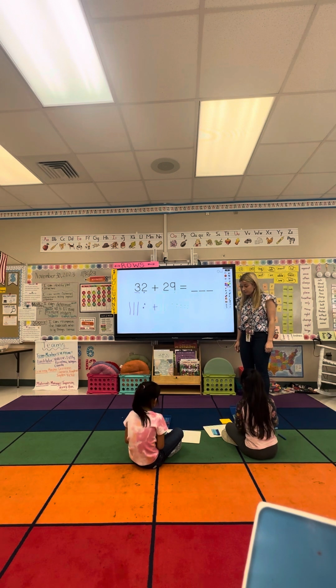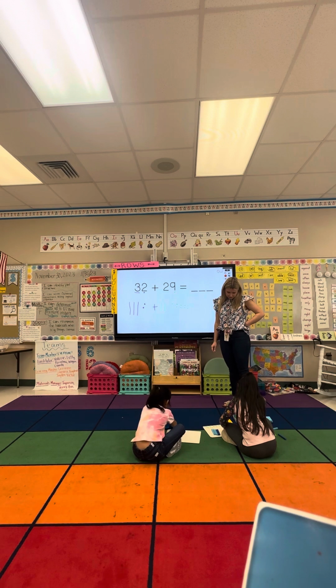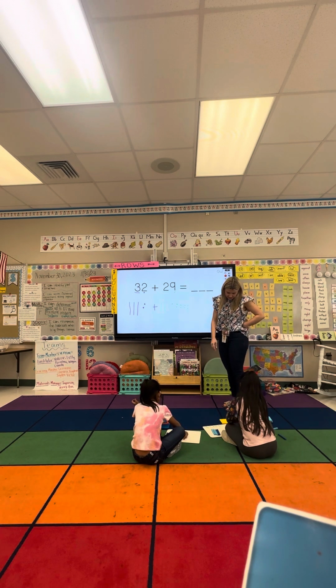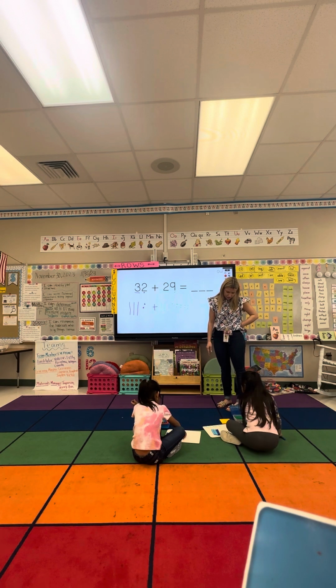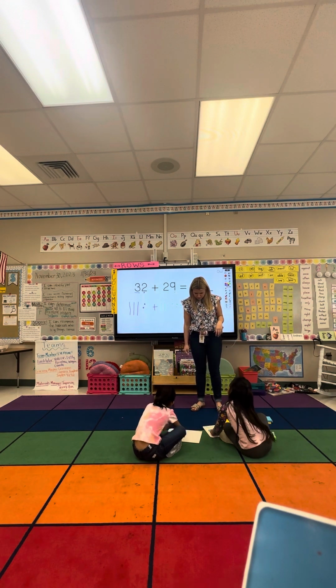Another 10. So 1, 2, 3, 4, 5, 6, 7, 8, 9, 10, perfect. So you can put those 10 ones to the side and you can add another what to your group? Another 10 rod. Perfect. Okay.